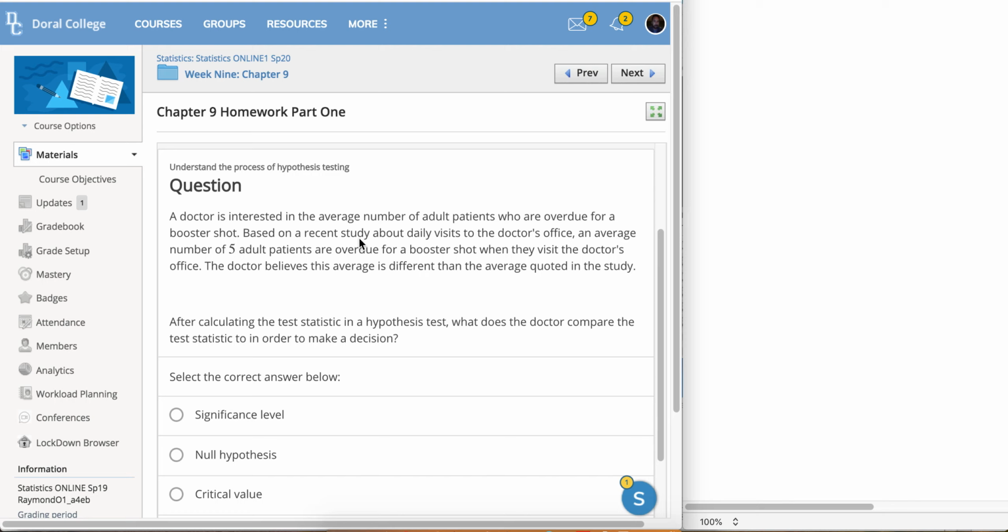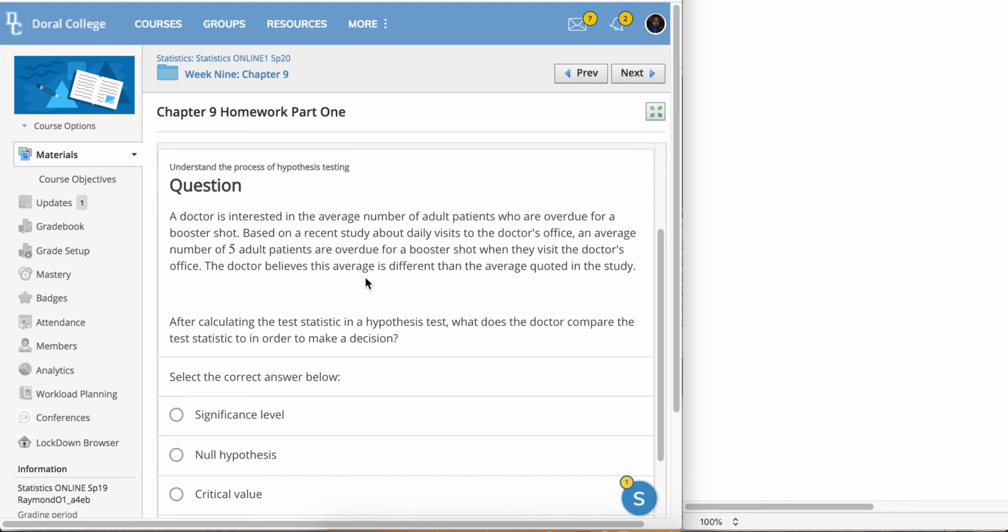The doctor's interested in the average number of adult patients who are overdue for a booster shot. Based on the recent study about daily visits at the doctor's office, an average number of 5 adult patients are overdue for a booster shot when they visit the doctor's office. Daily visits, an average number of 5 adult patients are overdue for this. So it must be the 5 adults out of the total daily adults that visit the office.